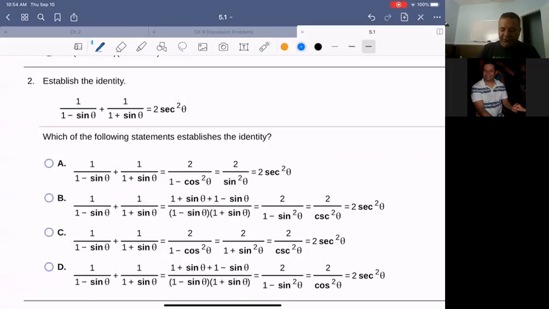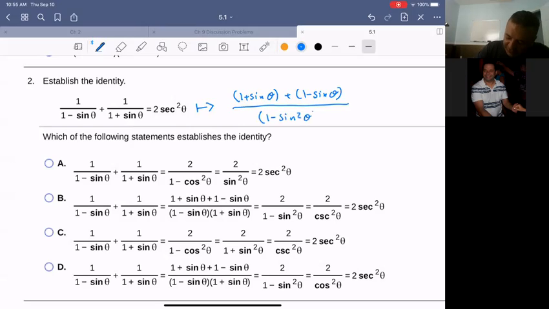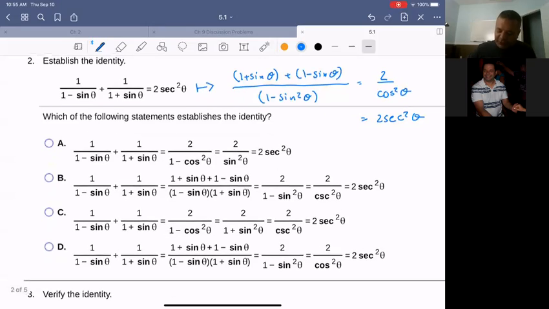Very similar. Now, same steps. I'm going to skip some of them because we've seen them already. So this is 1 plus sine theta plus 1 minus sine theta over 1 minus sine squared of theta. That's just like the first 2 steps that I did. And then that's 2 over cosine squared of theta, which is 2 secant squared of theta. Okay, so let's see which ones of these work.